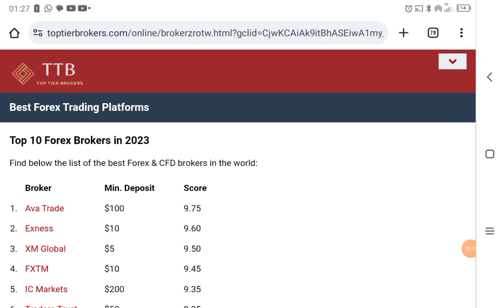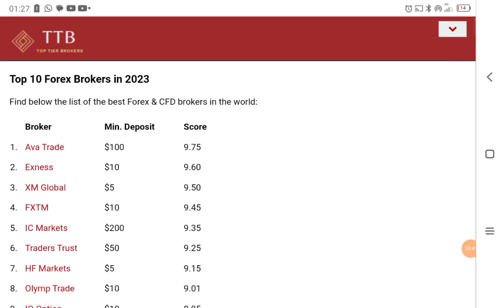It says, find below the list of the best forex and CFD brokers in the world. Number 1 is AvaTrade. Their minimum deposit is $100, and they rate them 9.75 over 10. Now the second one is the XNES that I recommend.